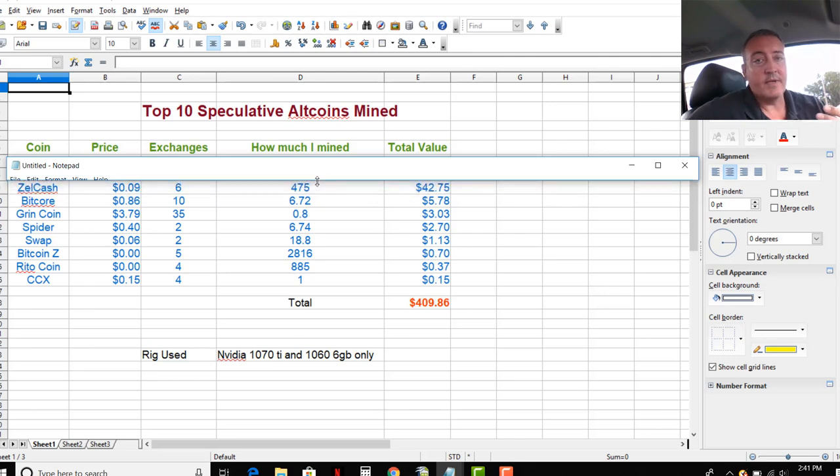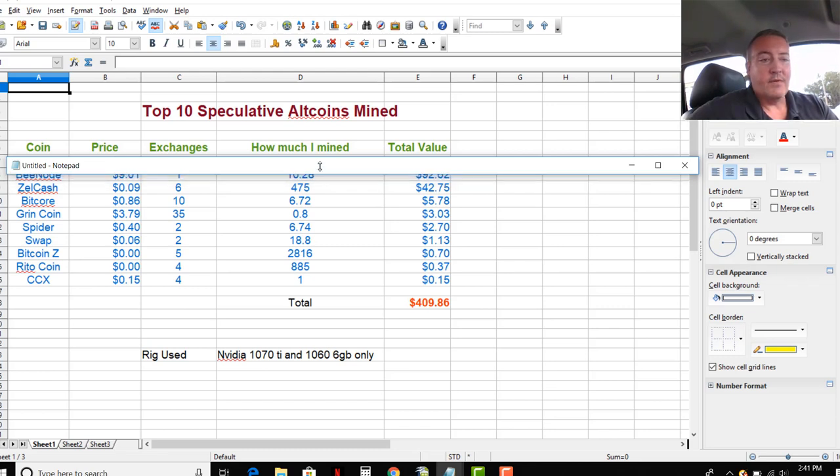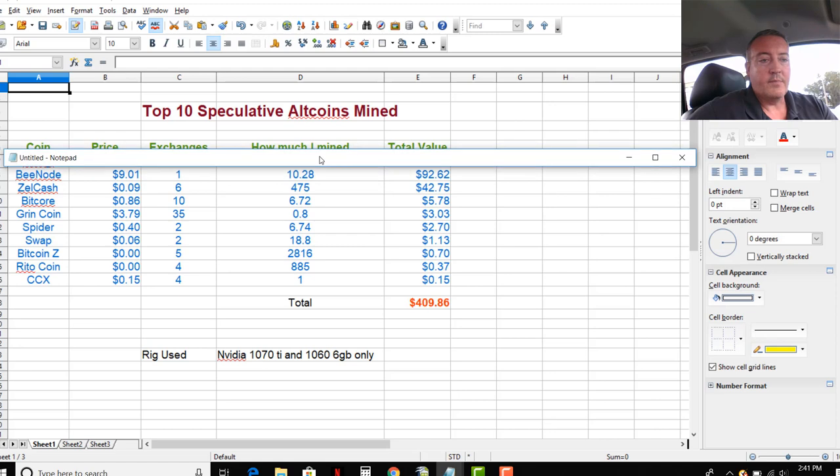Zcash. Everyone's probably heard of Zcash unless you're new to the cryptocurrency space. 9 cents a coin on 6 exchanges, doing well. 475 coins I mined, giving me $42.75. Now this was mined on and off over the course of a month, so as far as the 24-hour profitability, it's not going to match Bitcoin. But just to give you reference on that, a solid project. I have their wallet and I use it for quite a few, for Bitcoin and some altcoins, so good solid project.